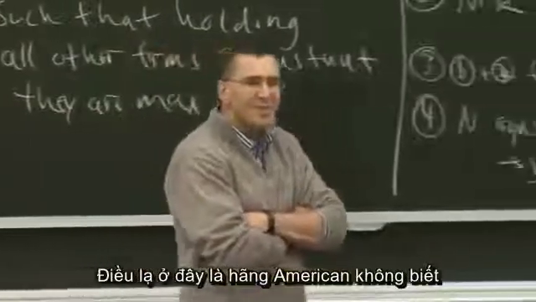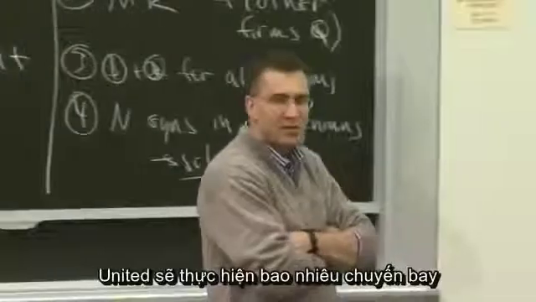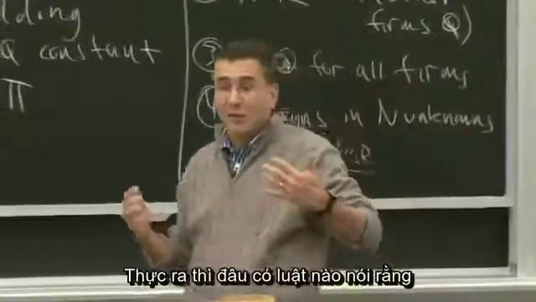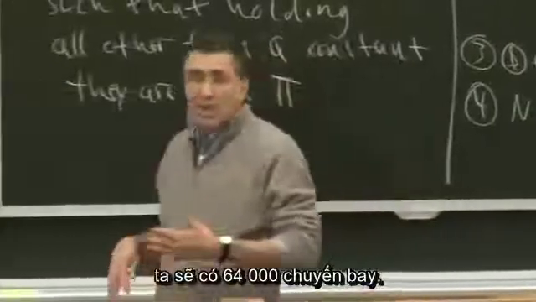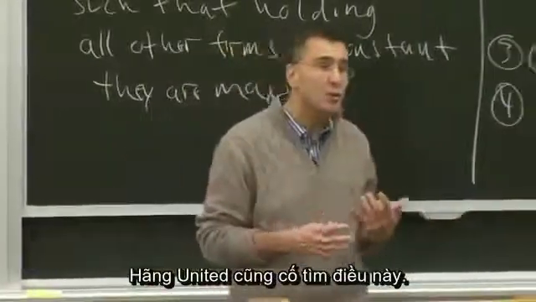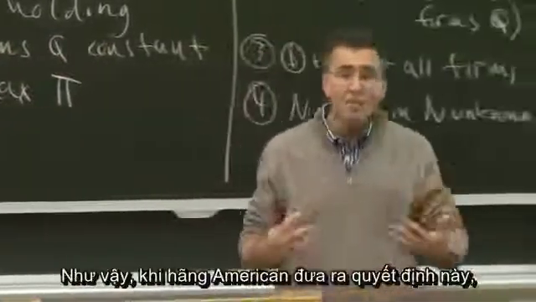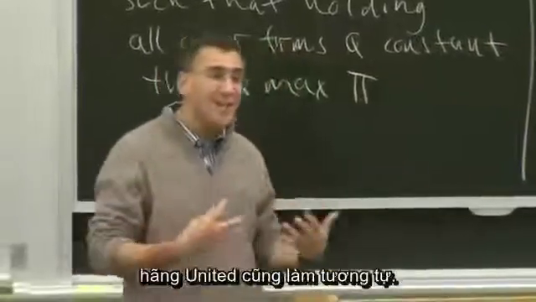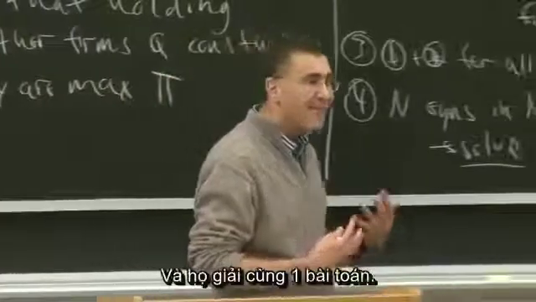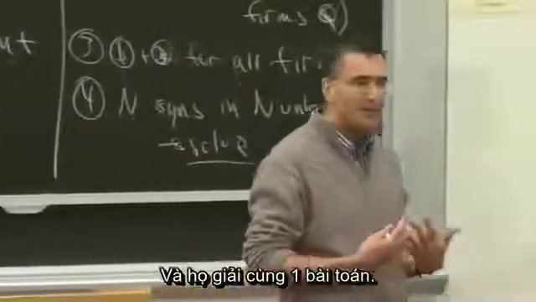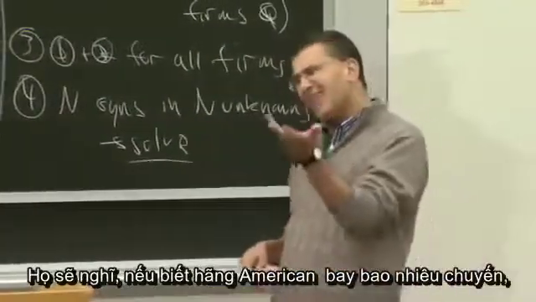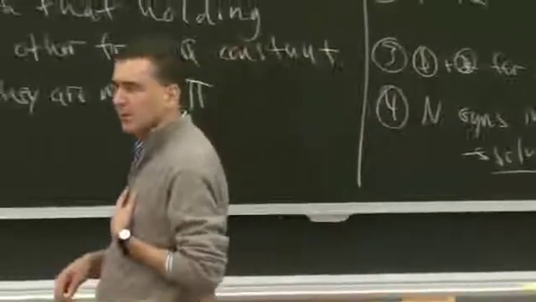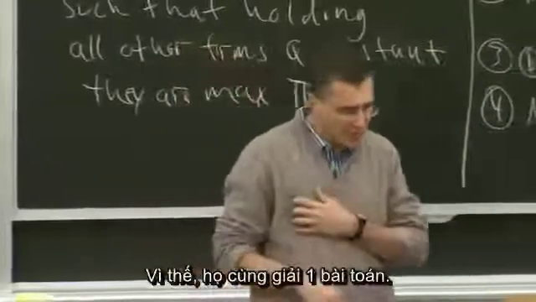Now, what's strange about this is American doesn't know how many flights United is going to deliver. There isn't such a rule which says we're going to deliver 64,000. United's trying to figure this out too. So simultaneously to American making this decision, United is making the same decision, and they're going through the exact same math. They're saying, well, given how much American flies, how much should we fly?